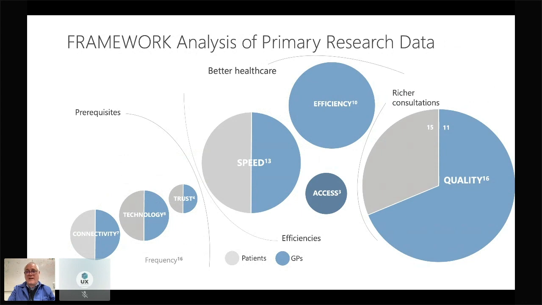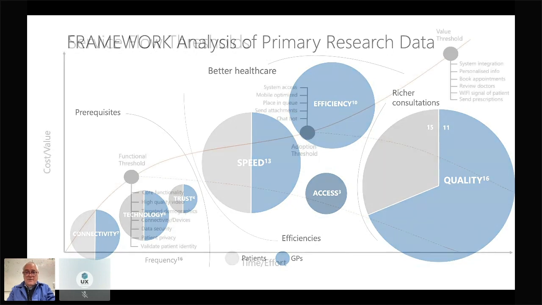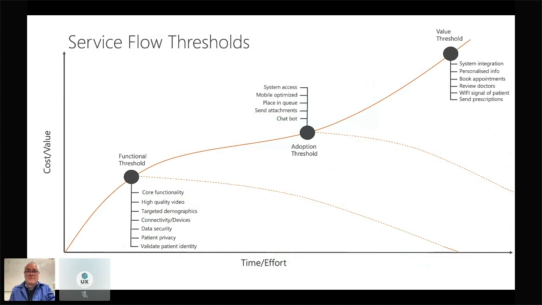So again, the point here is that the research wasn't so much a validation or elicitation of requirements. It was eliciting data about the current situation that GPs and patients and administrators faced, and then from that finding out how all of that came together into different levels of service sophistication, let's say. So this is where we got the functional, the adoption, and the value threshold.